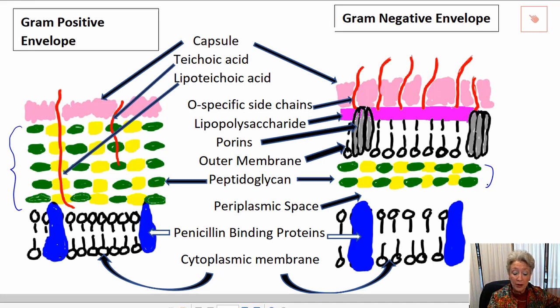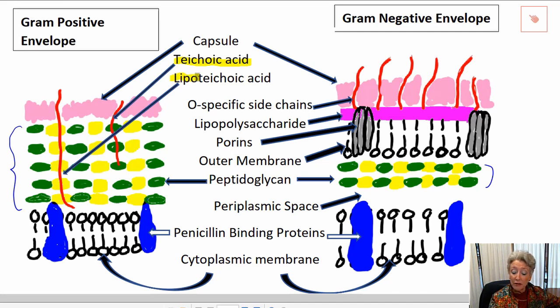Now, if you notice, both of these guys are shown having a capsule. Some organisms don't have one, but we'll talk about the function of that in a moment. You probably already remember that capsules make organisms slippery and therefore more difficult to phagocytize. Notice that my surface molecules on the gram-positive are teichoic acids, which function in adherence, or lipoteichoic acids.